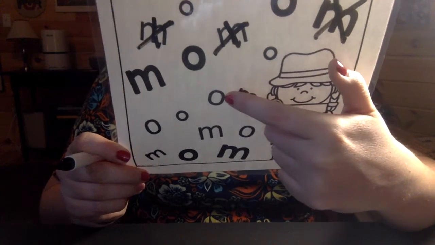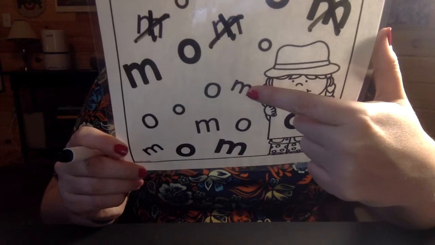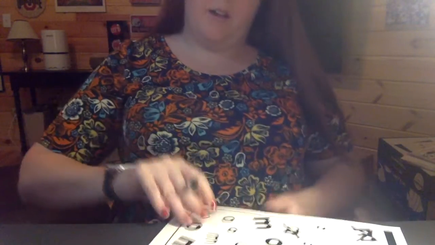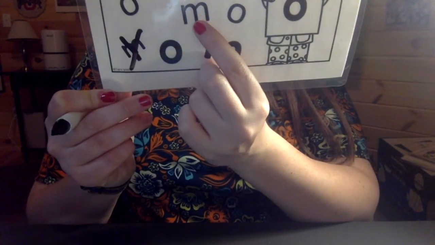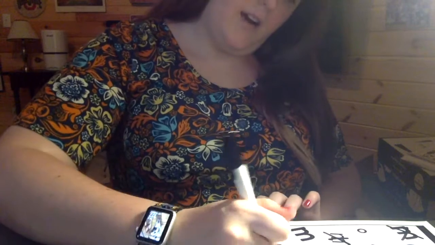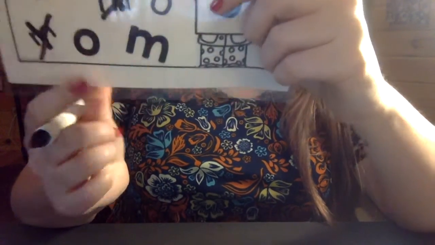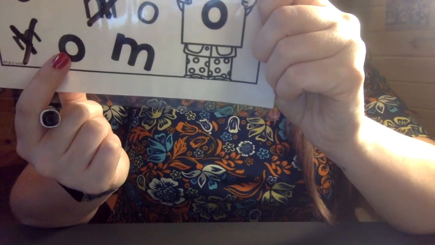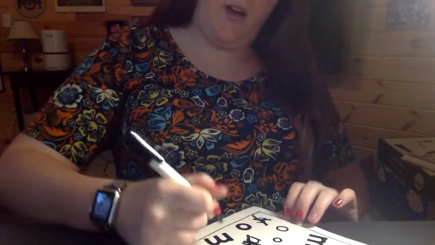M or O? O, we'll keep it. M or O? M, we'll cross it out. Only a couple more. M or O? M, we'll cross it out. M or O? M, we'll cross it out. M or O? We'll keep it. M or O? O, we'll keep it. M or O? M, we'll cross it out.